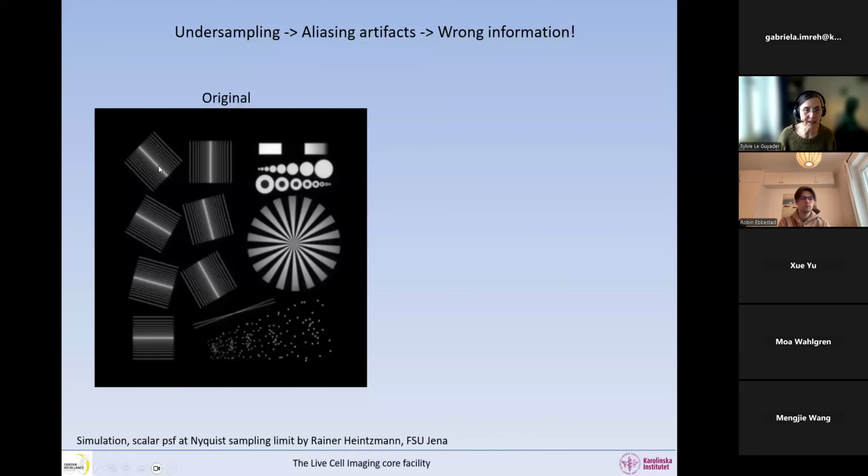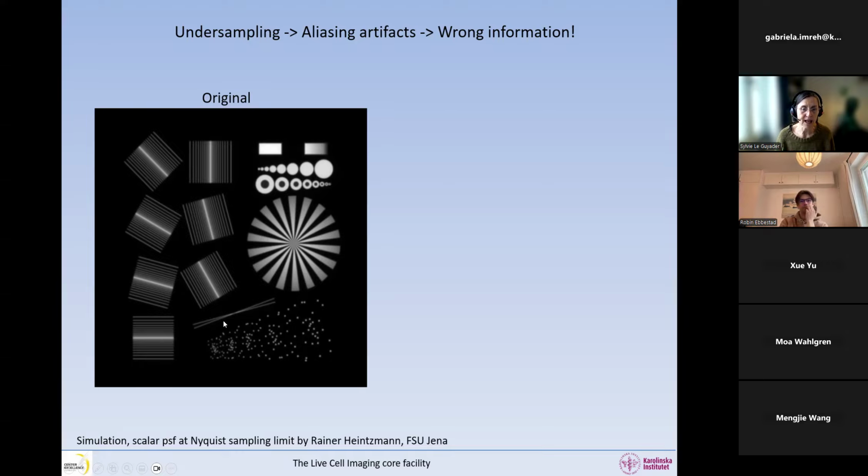If you listen to any physicist, they're going to tell you never undersample because the information is wrong. So in here, you can see he created all these objects with different orientations and different frequencies, right? Because physicists love frequencies. And in this one, we have a very fine object with a little black dot in the middle.